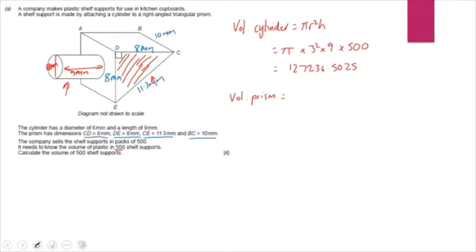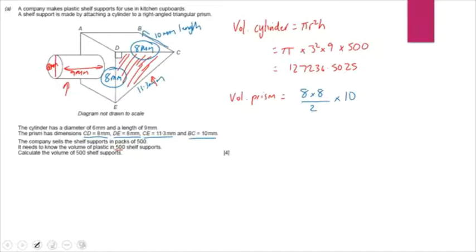This is this cross section times by the length of the prism. So cross section is a triangle. It's right angle, so it's base times height divided by 2. So base times height, so we would use these here: 8 times 8 divided by 2. And then we will multiply that by the length, so that will be times 10 millimeters.